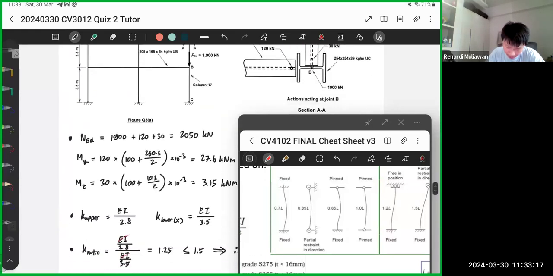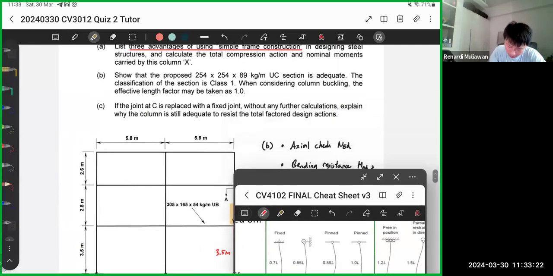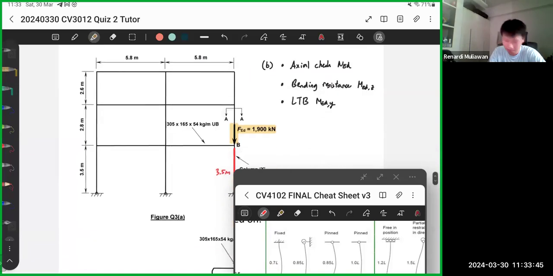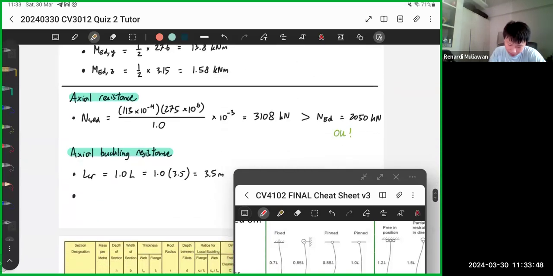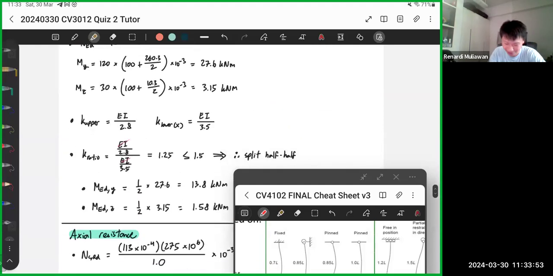Actually, it's stated in the question as well: effective length factor may be taken as 1. And in the next question, you can notice if the joint C is replaced with a fixed joint, then that's fixed-pin, and that will affect the Lcr. So these things you need to pay attention to, the boundary conditions. But now we're doing B. So effective length to be 1L, so 3.5 meters. Just double check, 3.5.